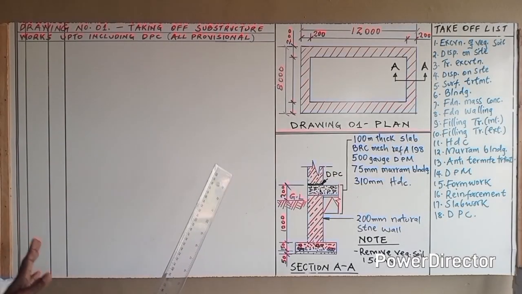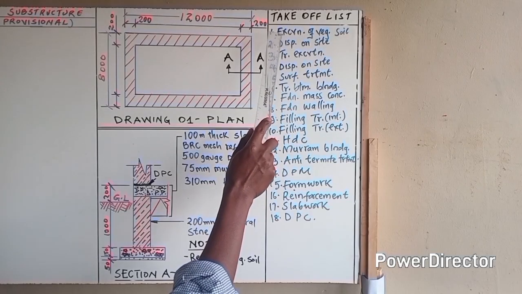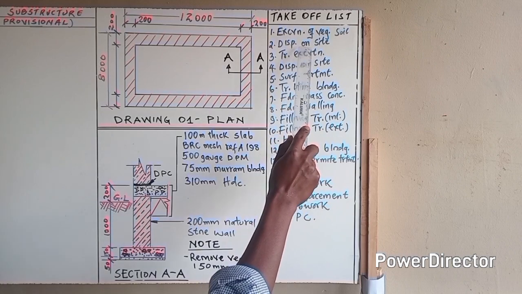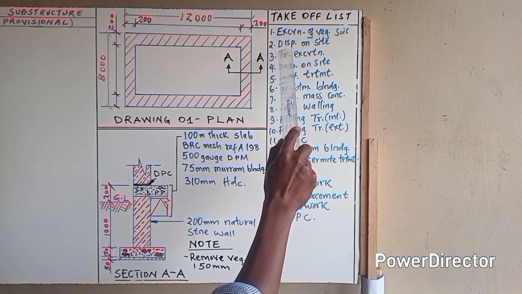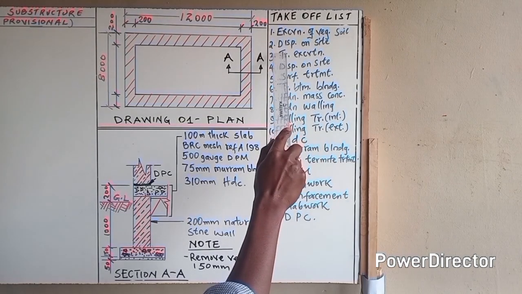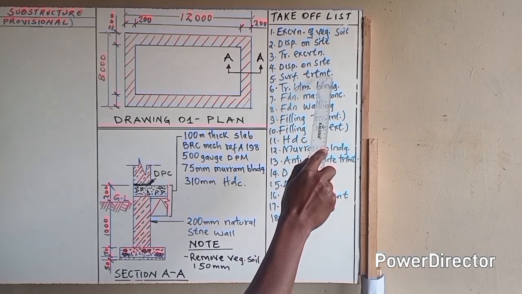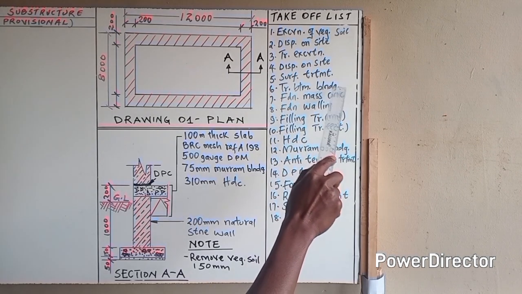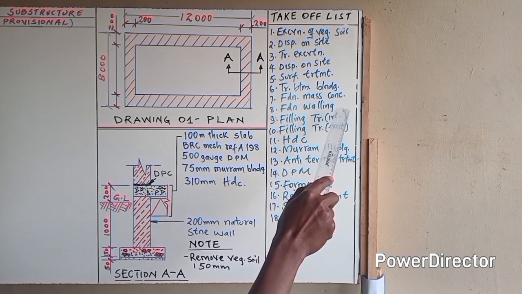Before you start everything in takeoff, you must prepare a takeoff list. Number one is excavation of vegetable soil. Number two is disposal on site of this vegetable soil that you have just excavated. Number three is trench excavation. Number four is disposal on site of the soil that you have just excavated when you are digging your trenches. Number five is surface treatment to the bottom of the trenches. Number six is trench bottom blinding. Number seven is foundation mass concrete. Number eight is foundation walling.